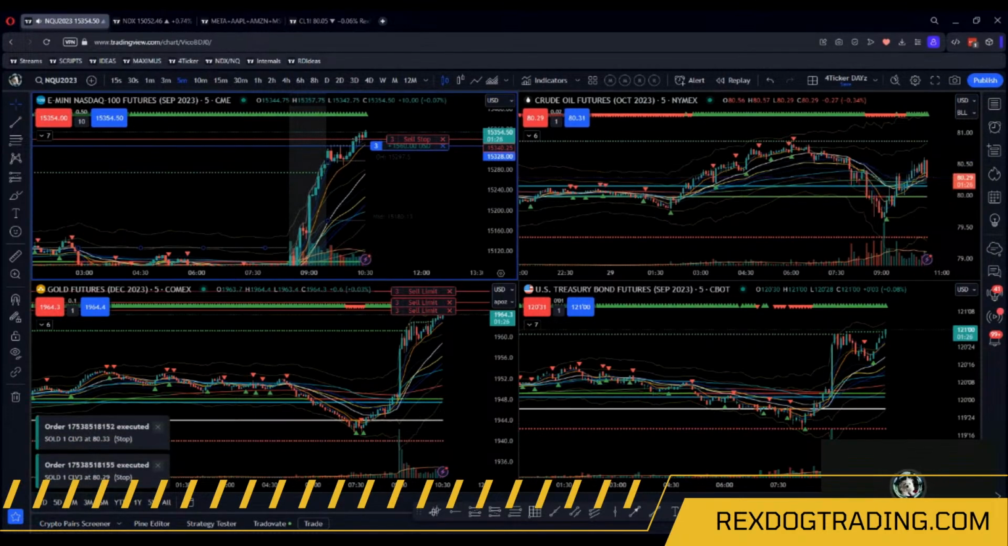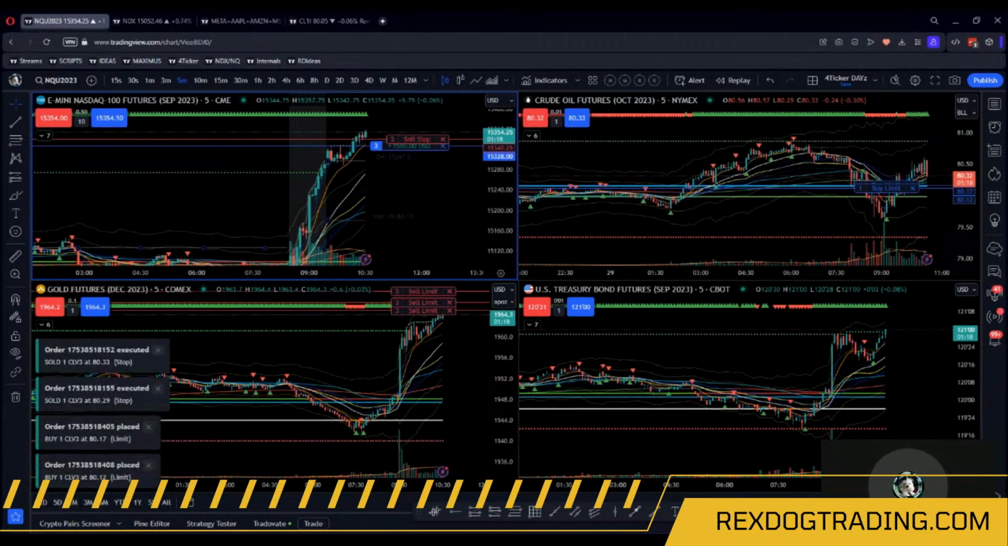Stop fill. Yeah, knocked out of the CL trade. I think we'll look to get back in down here if it pulls back further, but it's being stubborn about hitting that 80.80 level.